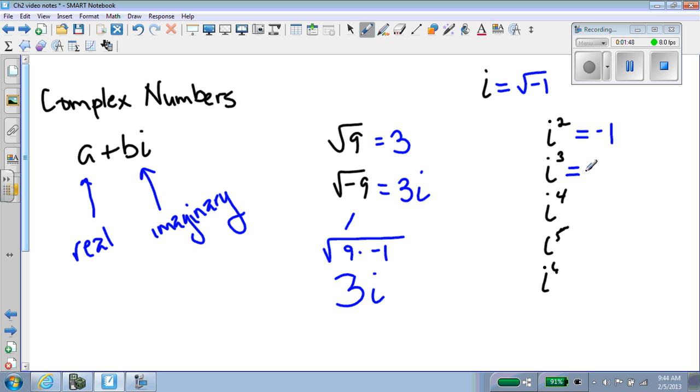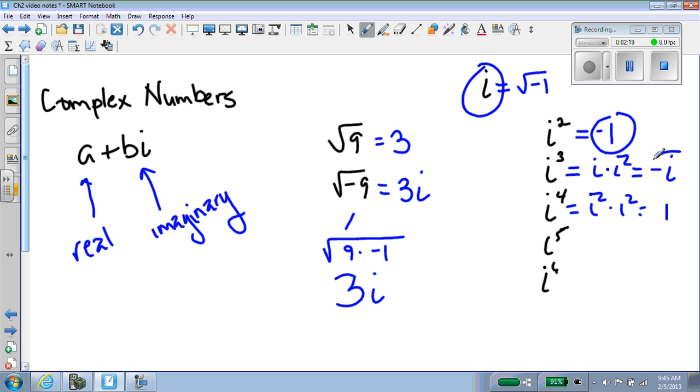i cubed, if ever we saw it, might be, let's say, i times i squared. So it would be i times -1, so negative i. i to the fourth might be i squared times i squared, which would be -1 times -1, or 1. So when we see i squared, we say -1. When we see i cubed, we say negative i. When we see i to the fourth, we say 1. And then it keeps cycling.